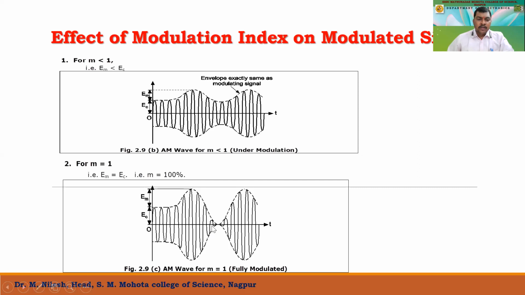But here, in the lower half, that is the negative half, the modulating signal will be like this, right? Whereas in the upper half we will be having this high. So we call this a fully modulated signal.